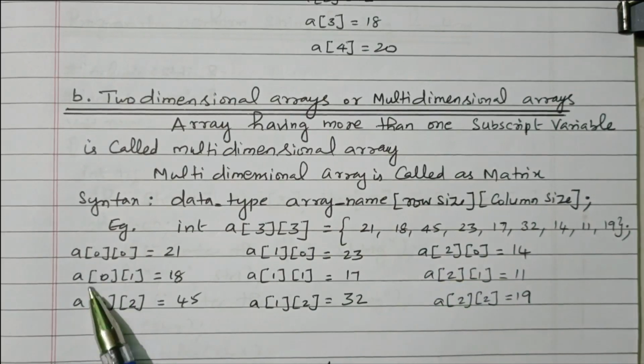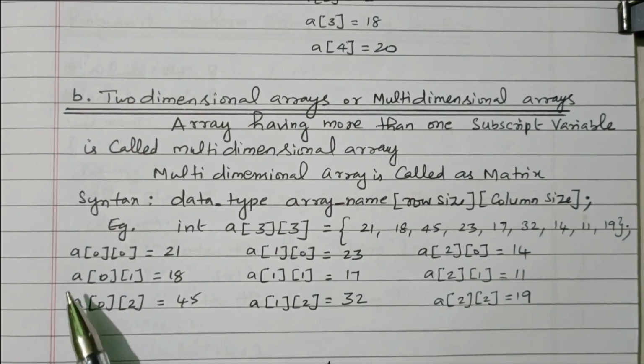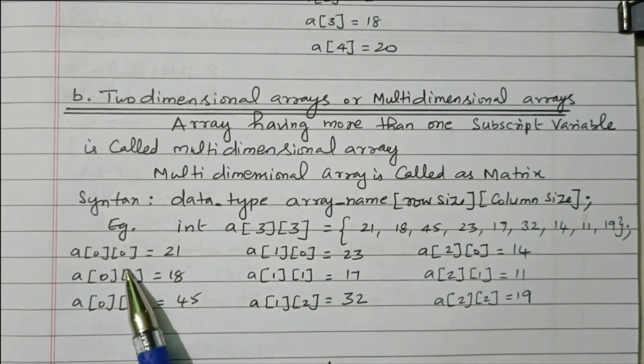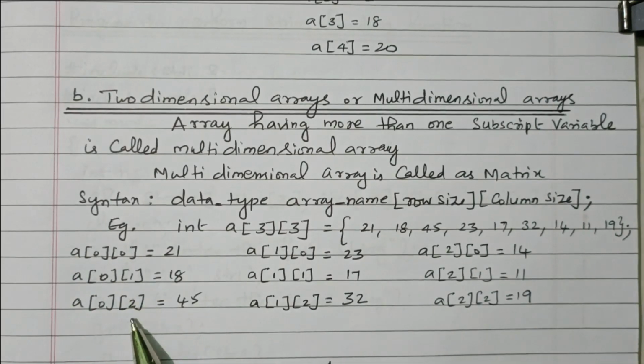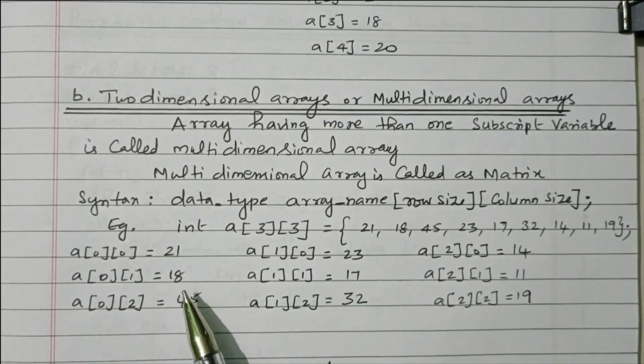See here, the 3 elements are 0,0; 0,1; 0,2. The variable name is a. This first 0 refers to the first row, and this 0, 1, 2 refers to the first column, second column, third column. So in a[0][0] the first element will be stored: first row, first column. a[0][1] is first row, second column, 18. a[0][2] is first row, third column, 45. So 21, 18, 45 are stored in the first row with the first, second and third columns.